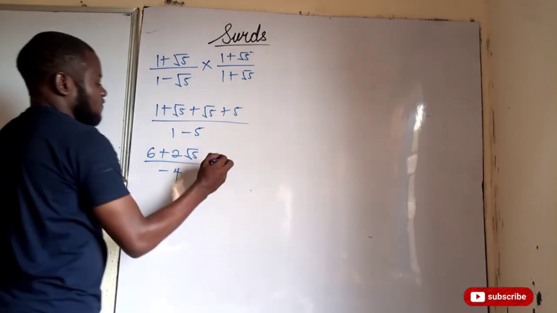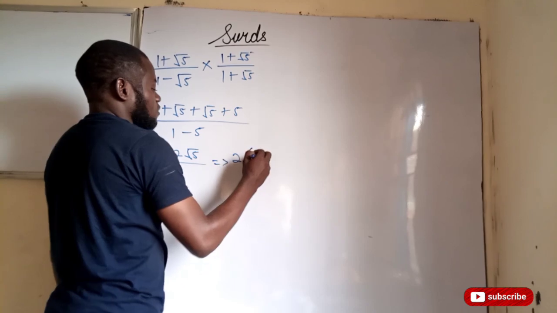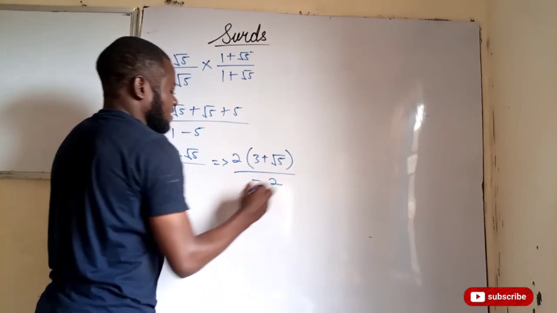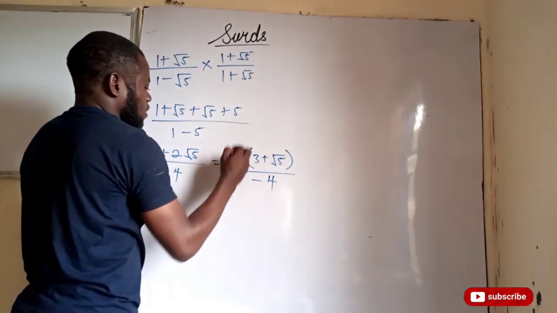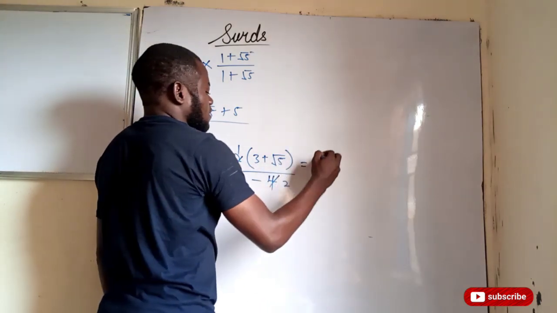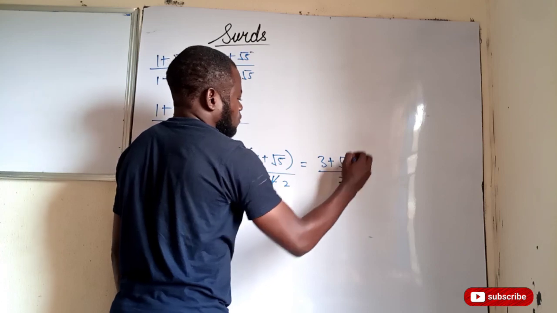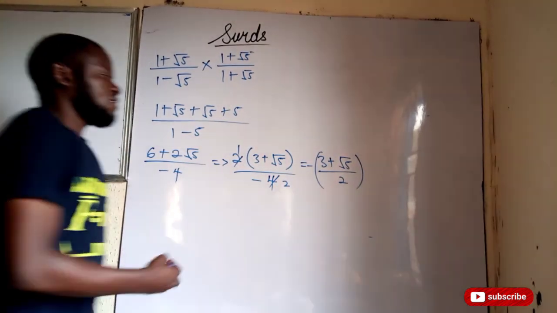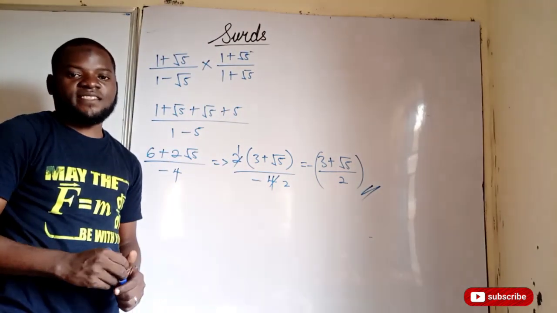2 is common here. If I factorize it out, I have 2 into what? 2 into 3 plus the square root of 5, divided by negative 2. Sorry, negative 4. So 2 here, 1; 2 here is what? 2. Hence, our result is going to be 3 plus root 5 divided by 2, multiplied by the negative sign. So that's just going to be our result. Do we understand this now?